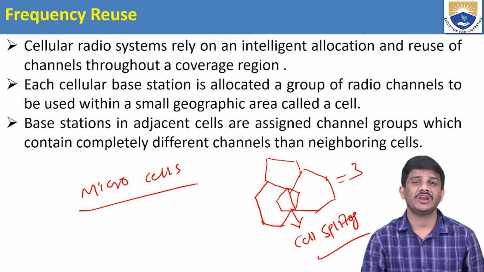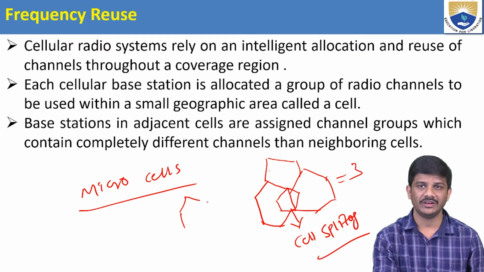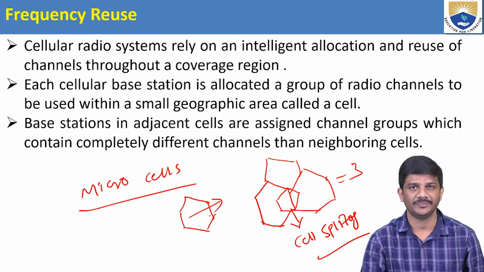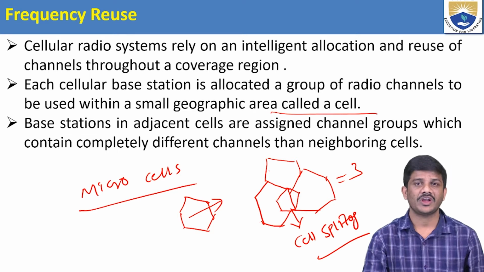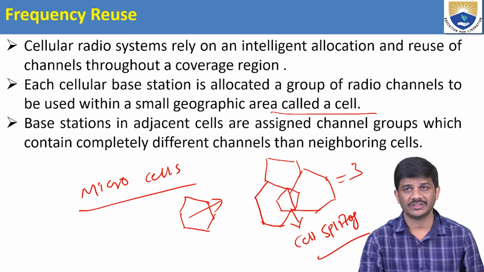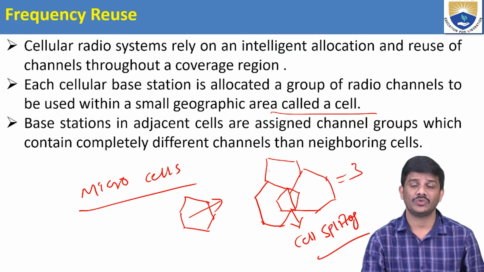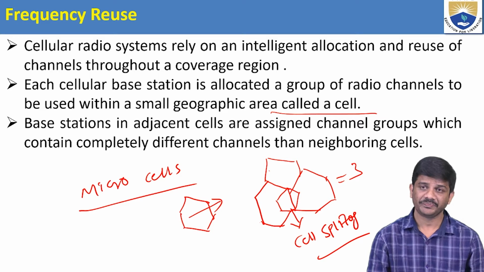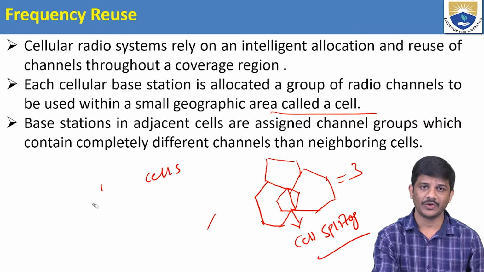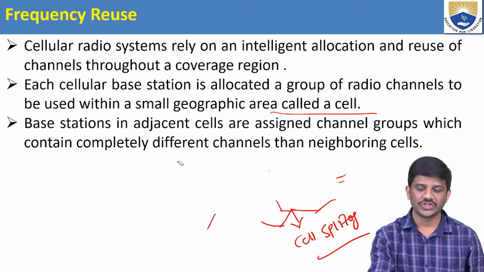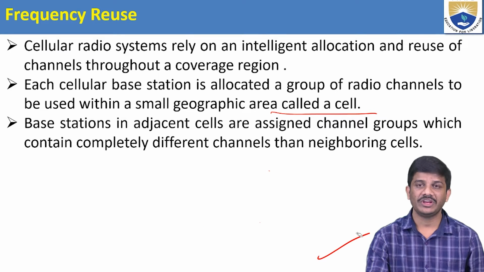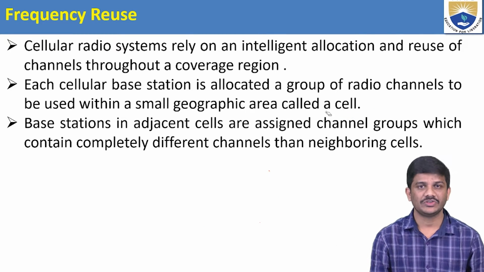Each cellular base station is allocated a group of radio channels. Actually, this is a cell. Here I have already allocated one group of radio frequencies to be used within a small geographical area called a cell. Coming to base stations, adjacent cells are assigned channel groups containing completely different channels from neighboring cells. What is a neighboring cell? What is an adjacent cell? What is a co-channel? Those are very important topics in this frequency reuse concept.